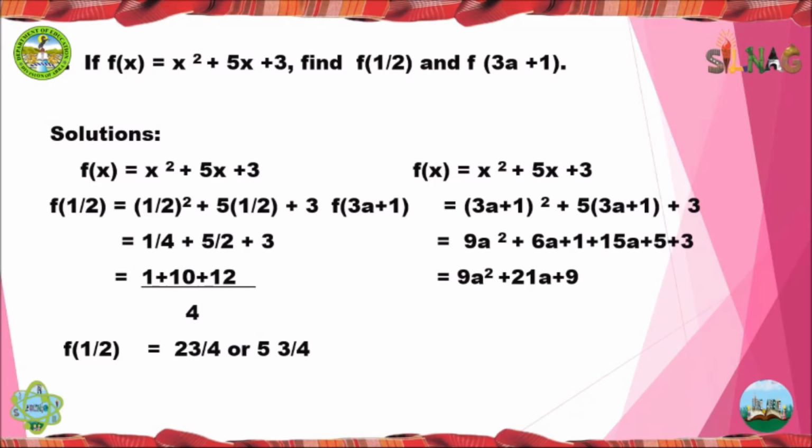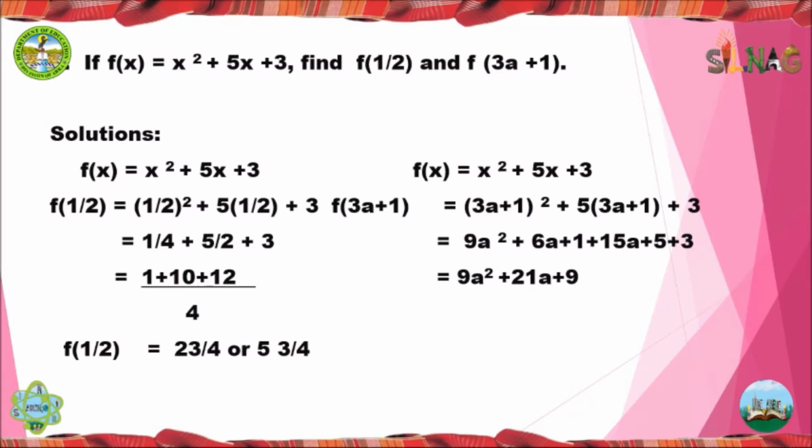Example number 2. If f of x is equal to x squared plus 5x plus 3, find f of 1/2 and f of 3a plus 1. So we have f of 1/2. We just substitute 1/2 for x. So we have 1/2 squared plus 5 times 1/2 plus 3. And then 1/2 times 1/2 is 1/4. 5 times 1/2 is 5 over 2 plus 3.